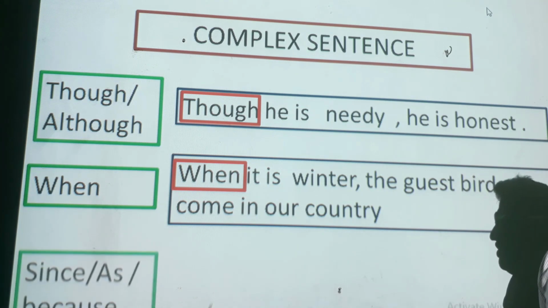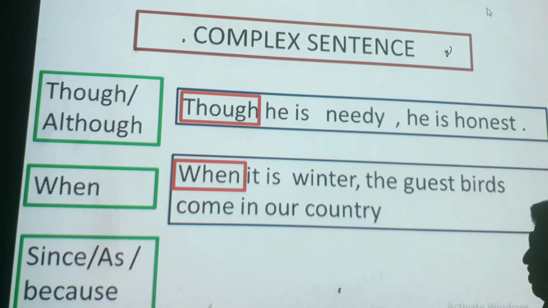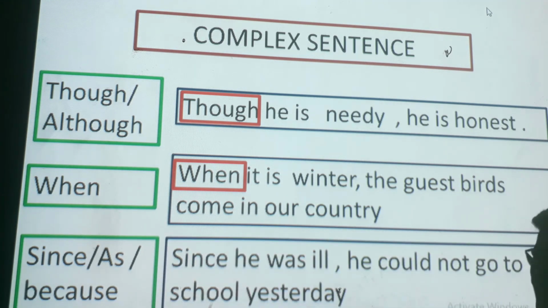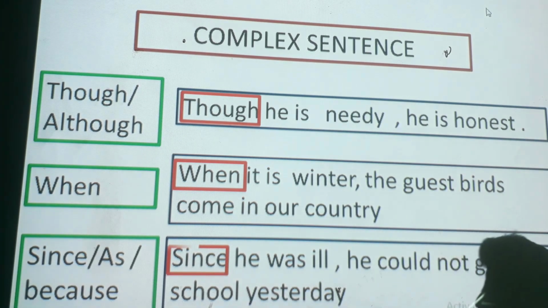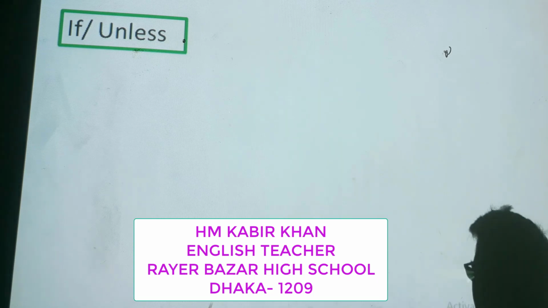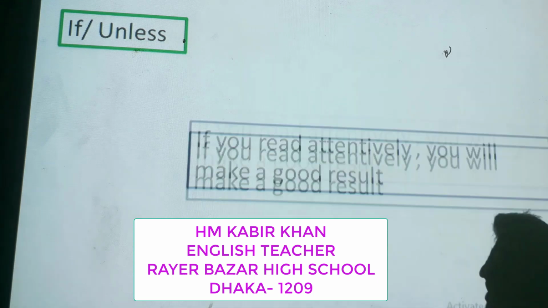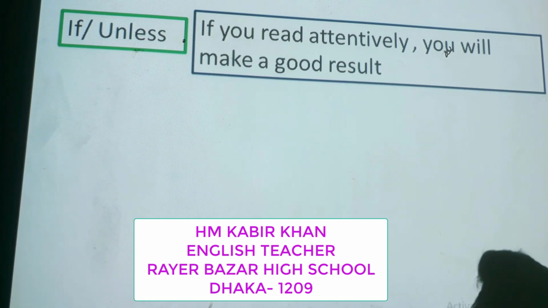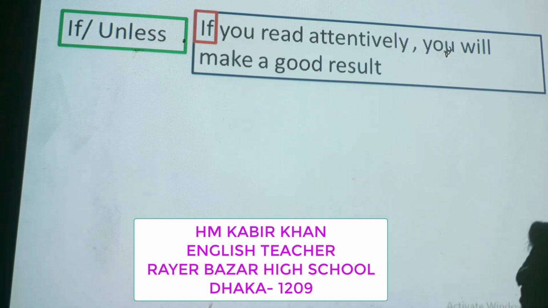Next example, since or as or because. When you will see one of them, then you will think this sentence is complex sentence. Look, since he was ill, he could not go to school yesterday. This sentence is complex sentence. I think you have already understood. If or unless. When you will see if or unless, then you will think this sentence complex sentence. Read the example. If you read attentively, you will make a good result. This sentence is complex sentence.